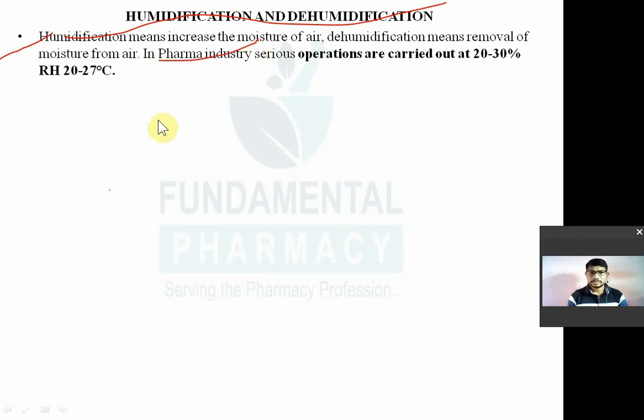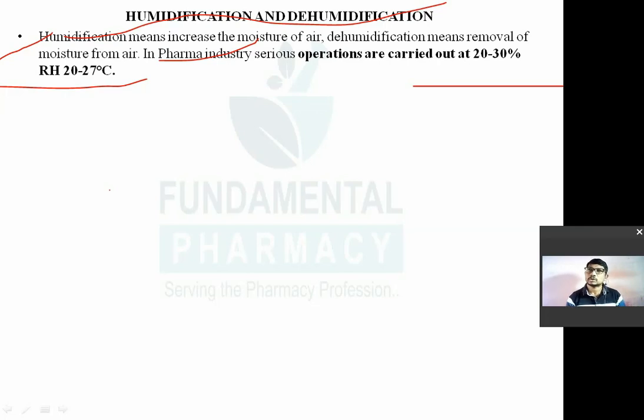In the pharma industry, serious operations are carried out at 20 to 30% relative humidity. Mostly जो pharmaceutical operations होते हैं जैसे tableting वगैरह, they are carried out at particular temperature and humidity conditions. Mostly critical operations are carried out at 20 to 30% relative humidity and 20 to 27 degrees Celsius. But this is not true for each and every operation. जैसे आप स्टेबिलिटी टेस्टिंग के लिए जाओगे तो उसमें रिलेटिव ह्यूमिडिटी एंड टेम्परेचर कंडीशन अलग अलग होता है हर एक टाइप का स्टेबिलिटी. जैसे शॉर्ट टर्म स्टेबिलिटी टेस्टिंग, इंटरमीडिएट स्टेबिलिटी टेस्टिंग, then long term stability testing, accelerated stability testing. Each and every type of stability testing will have different conditions, different temperature and different relative humidity.